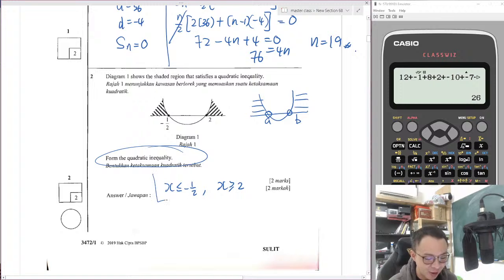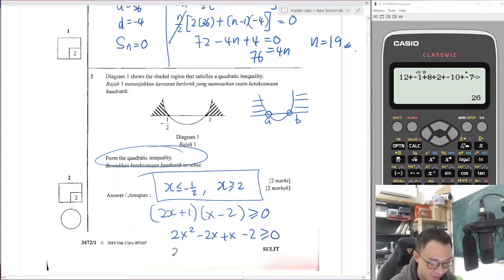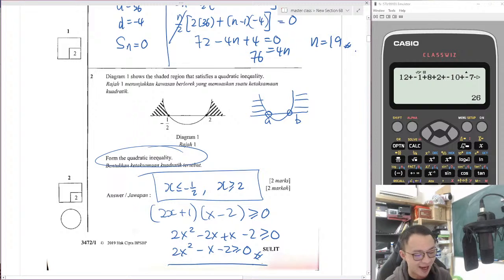In order to get this answer, this one is 2x when I move it to the other side, and this minus 1 I move to the other side becomes plus 1. And then the other one should be x minus 2. Whenever I want to make the quadratic inequality, I make both sides bigger or equal to 0. Then I will just expand it. So I should have 2x squared minus 2x plus x minus 2 bigger or equal to 0. Then I should have 2x squared minus x minus 2 bigger or equal to 0.